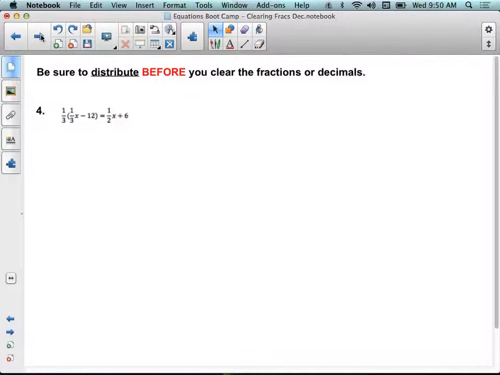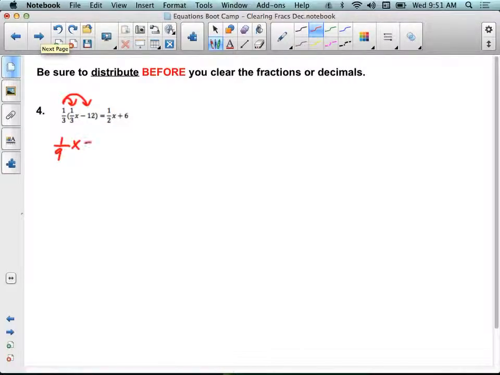Let's just look at number 4. I see 1/3, 1/3, and 1/2. To me, that looks like I could multiply through by a 6. I'm not going to do it. What I'm going to do is distribute and see if 6 is really the LCD I want. So first I'm going to distribute the 1/3, and I'll get 1/9 x minus 1/3 times 12, that's 4, equals 1/2 x plus 6. Now that I've distributed, I see that 6 for the LCD will no longer work. This is why it is important to distribute before you clear the fractions or decimals.